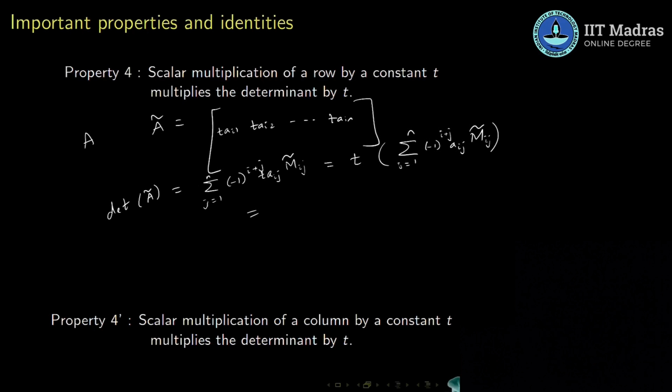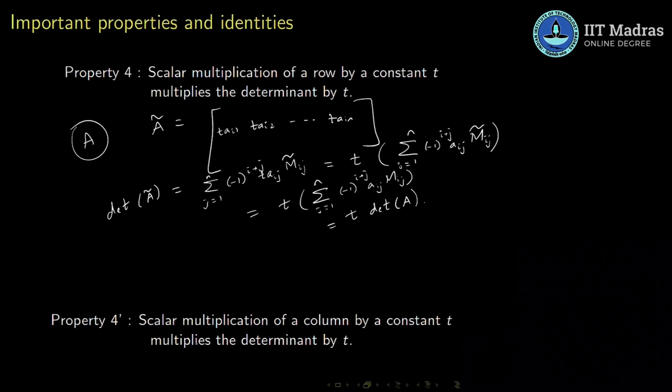So m tilde ij for this particular row i is the same as mij. Okay, so this is just t times the summation over j from 1 through n of (-1) to the power i plus j times aij times mij, where this is the ijth minor corresponding to the matrix A. And now this is exactly the expression for the determinant of A. Okay, so we have actually proved this.